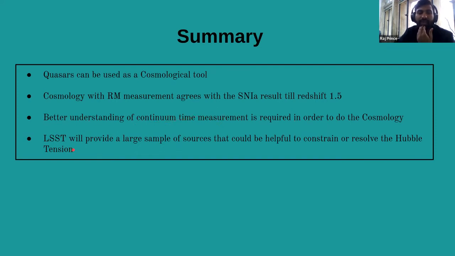And in the future, we will have a larger number of sources from LSST. So probably we'll have our Hubble diagram till, let's say, redshift 5 or 6, and then we can see if it is still following the supernova 1A result, or if it is differing from the supernova 1A. So this will be a very important part that can be used to constrain or resolve the cosmological tension in the future.